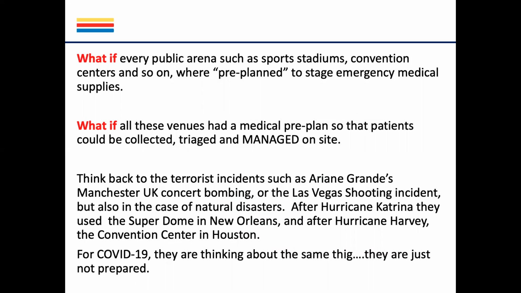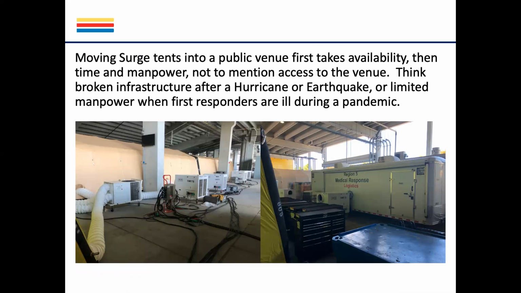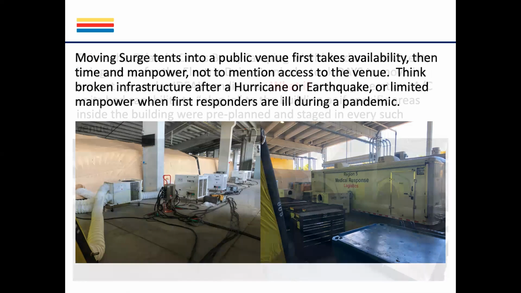So, what do we do? How do we change our programming and our mindset to start thinking about, as we build new venues, what we can do to be better prepared? I'll tell you, moving stuff to a non-traditional space, the logistics are a nightmare. Number one, it takes the availability of manpower. And if your manpower is compromised, as we are now, you may not have that manpower. And you need access to the venue. So if you have a broken infrastructure after a hurricane or earthquake, or limited manpower and first responders are ill, then you've already slowed your process down.